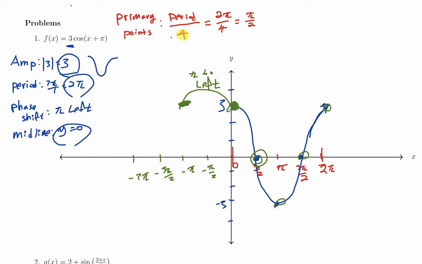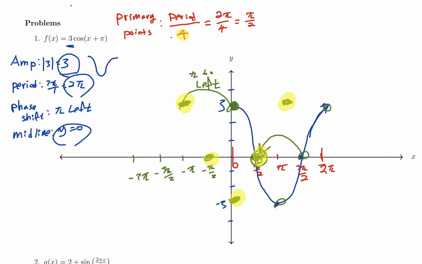Now this point right here, we'll go to negative pi over 2. This one will go pi to the left, so we go to 0. You see the pattern. Now 3 pi over 2 will go right here. And this one, 2 pi, will go to pi. So with these 5 new points after phase shift, let me highlight these.